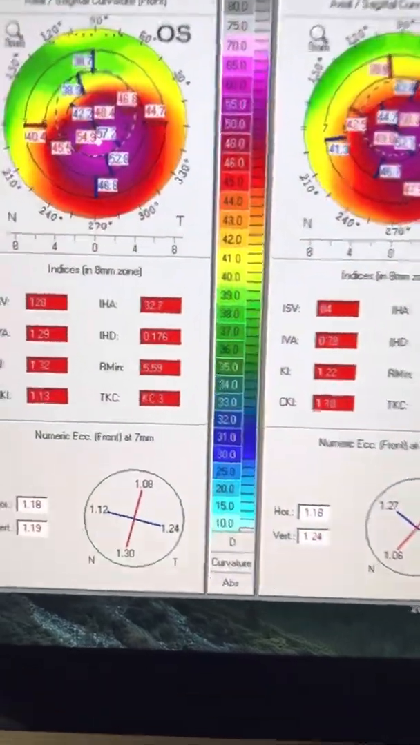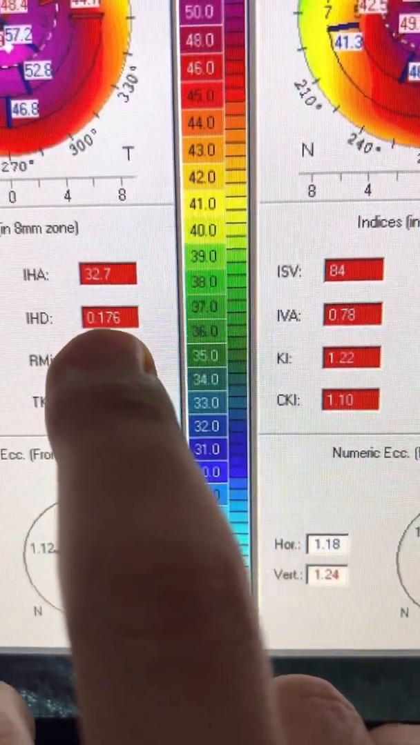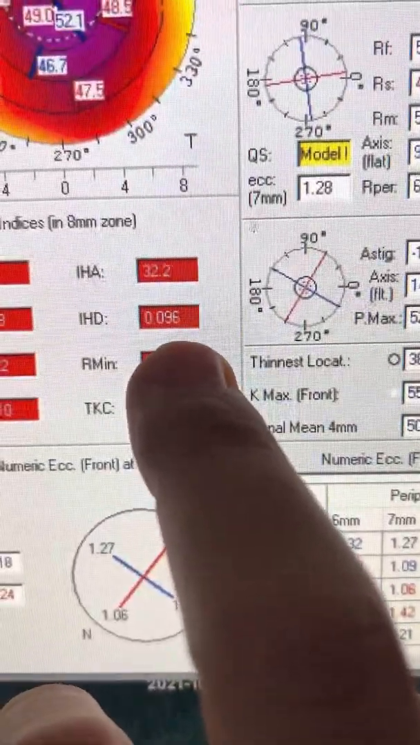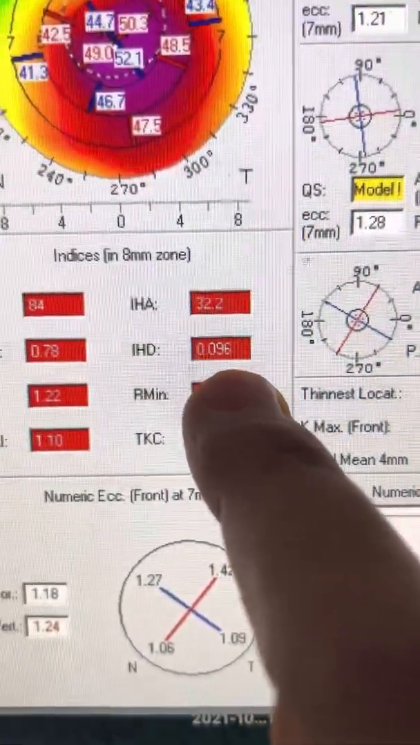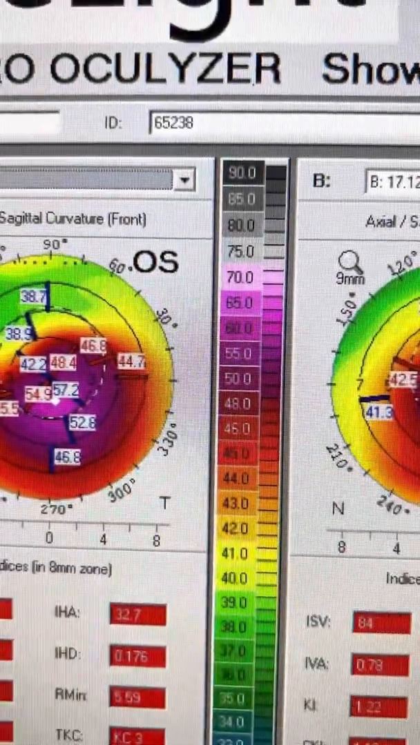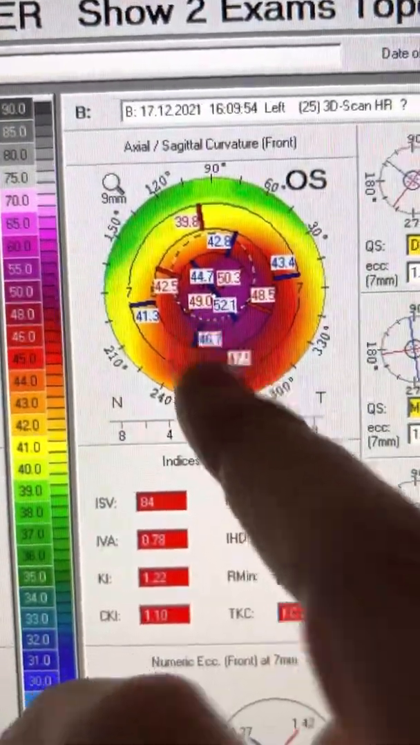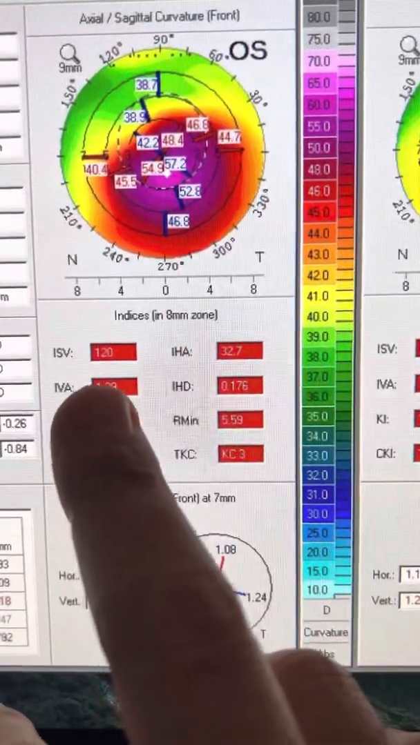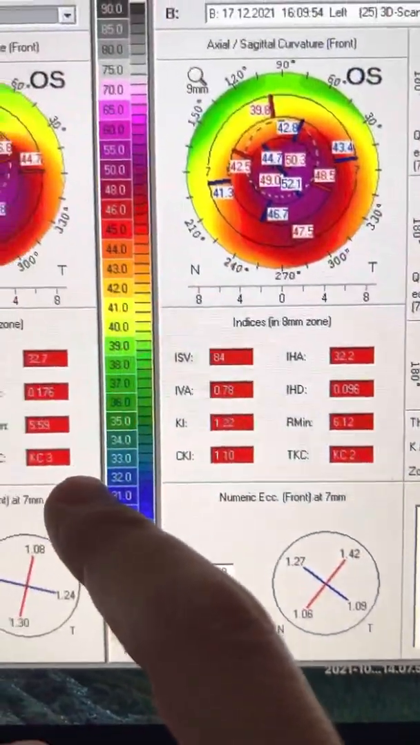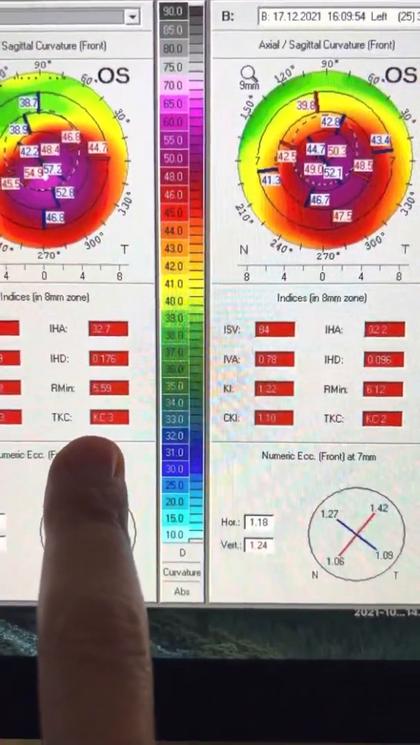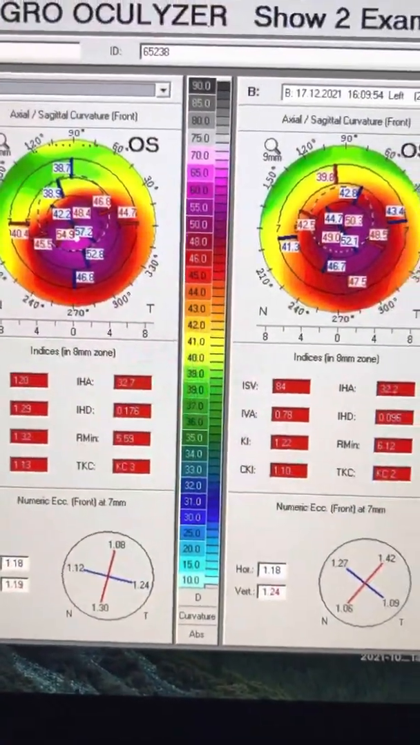We can see in the left eye some specific topometric indices improving. For instance, her IHD has gone from 176 to 96. We can see that it has more than halved. We can see the significant flattening that we saw also in the pictures, steepest here 57.2, steepest here 52. And again, the ISV from 120 to 84, and all the keratoconus parameters have improved. And in general, her keratoconus has gone from stage 3 to stage 2. But in essence, the center has normalized tremendously.